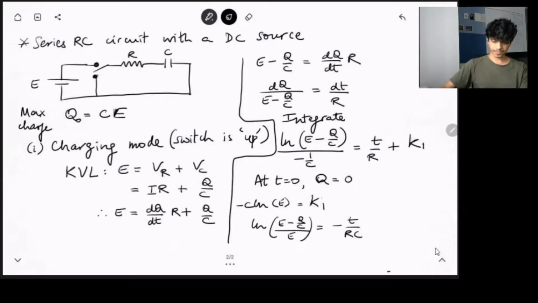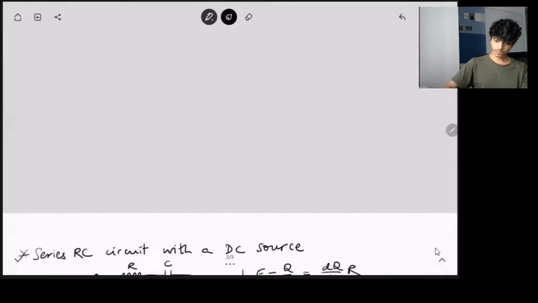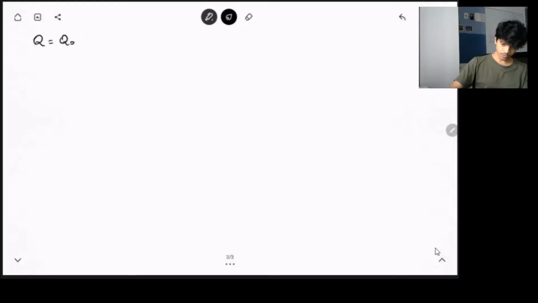And if you do a little bit of arithmetic jugglery with this, you will see that Q equals E times C times 1 minus e to the minus t over RC. Now you will notice that E times C is just Q0. So what this means is that Q is Q0 times 1 minus e to the minus t over RC.